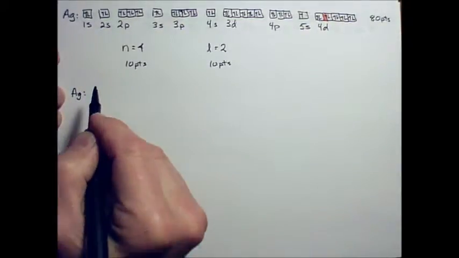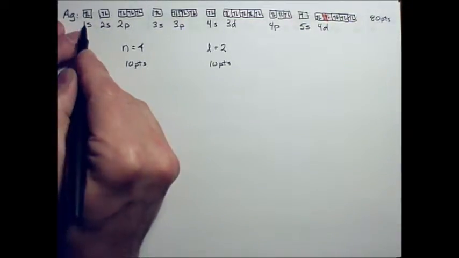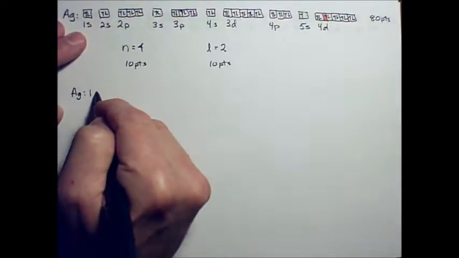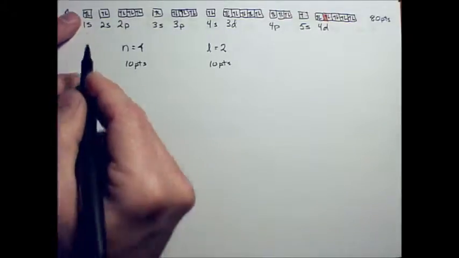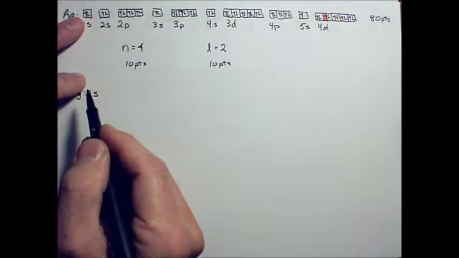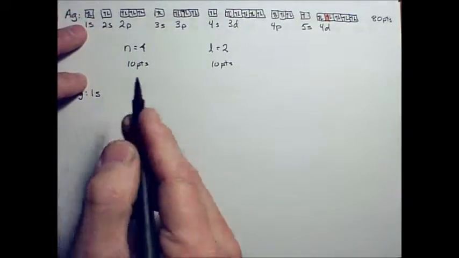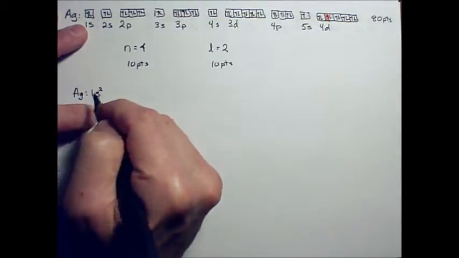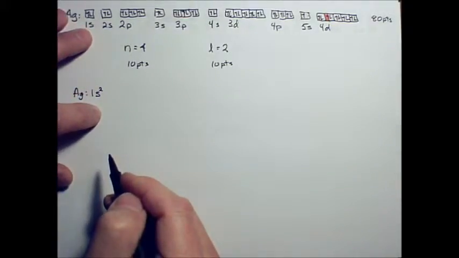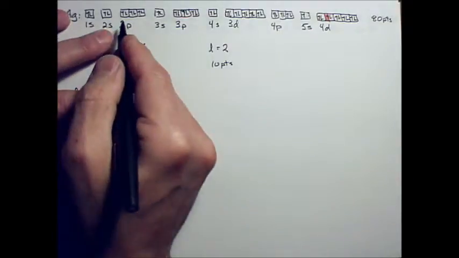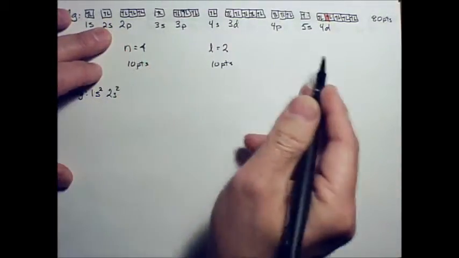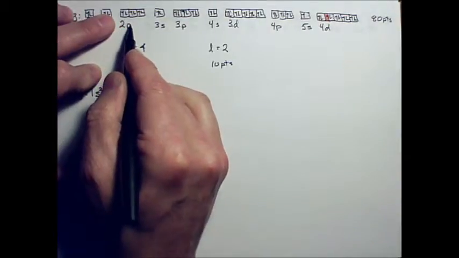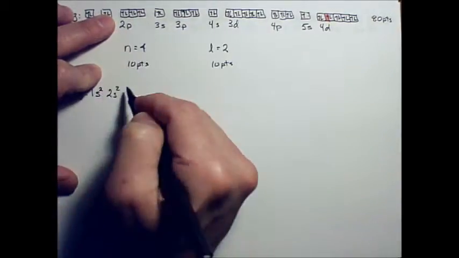All I have to do is write this 1s, and then count the electrons in that s sublevel. And there are 2 of them. We make that a superscript 2. Not a subscript. And then this is 2s2. All the way through. So this is 2p6. 3s2.